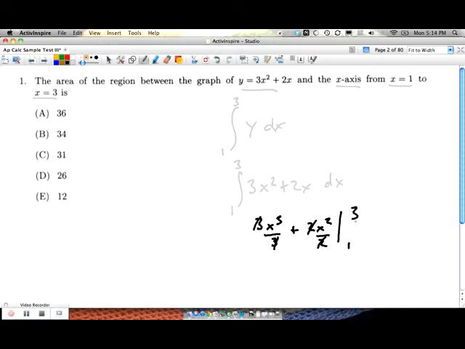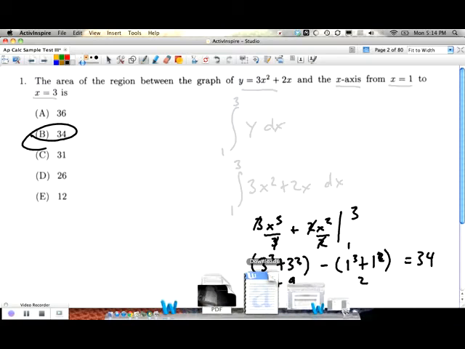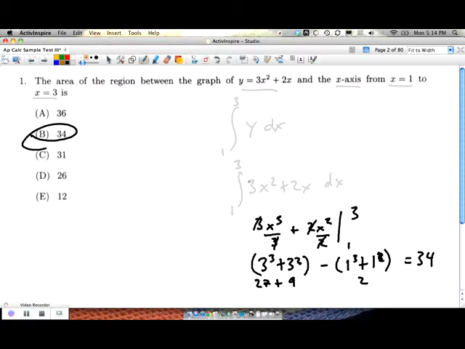So that means we have 3 cubed plus 3 squared. That's our top piece, or f of b, minus 1 cubed plus 1 squared. So this is 2 here, and this is 27 plus 9. 27 plus 9 is going to give us 36, minus 2 is 34. It's that easy. Remember, the first one's always pretty straightforward. No extra special stuff going on with it. All you got to do is evaluate. Let's look at number 2.